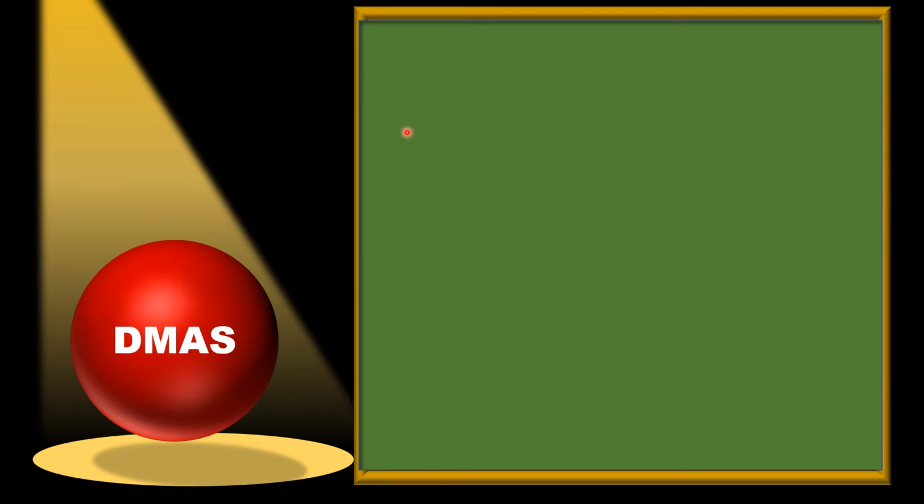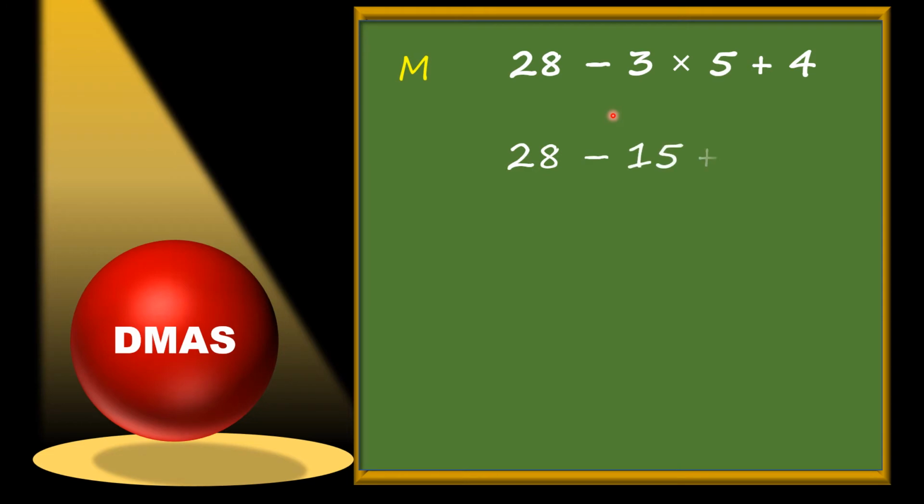For example, here is a question: 28 minus 3 multiply 5 plus 4. Here subtraction, multiplication and addition, 3 operations are here. At first, according to this rule, DMAS, division is not here. So sequence will be multiplication, addition, subtraction. At first we need to do multiplication and here we need to multiply 3 and 5 and we will get 28 minus 15 plus 4.